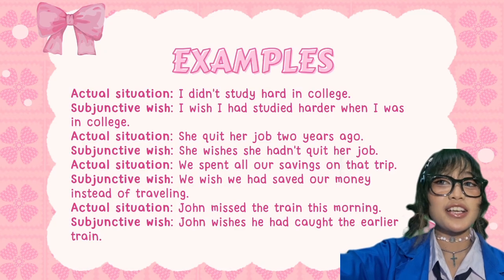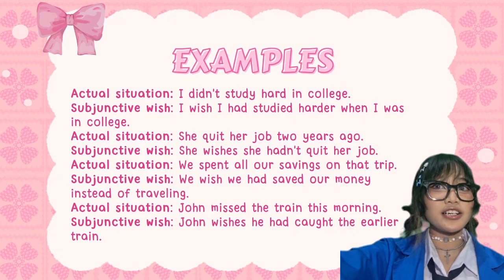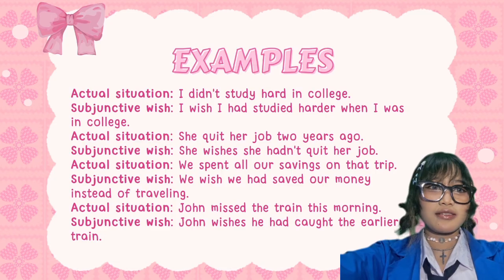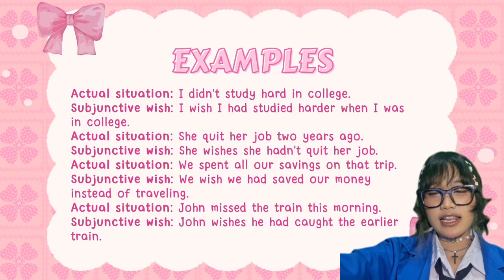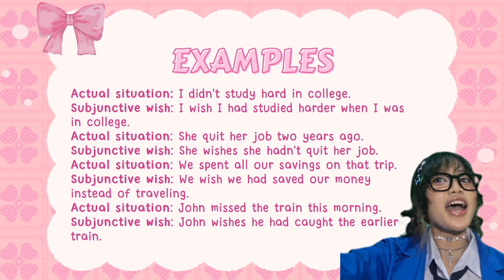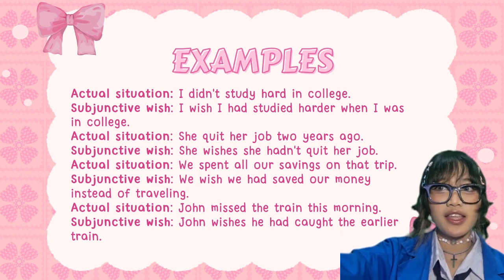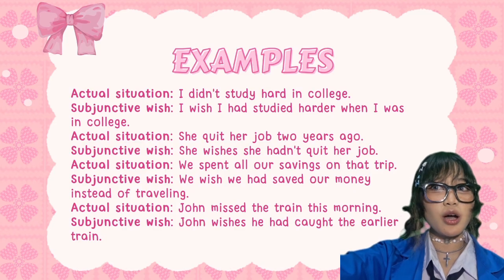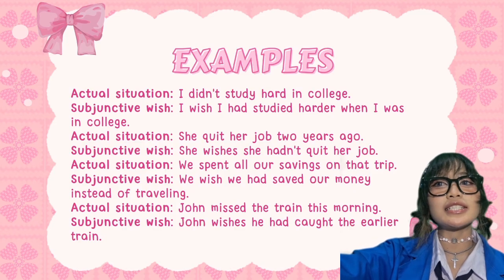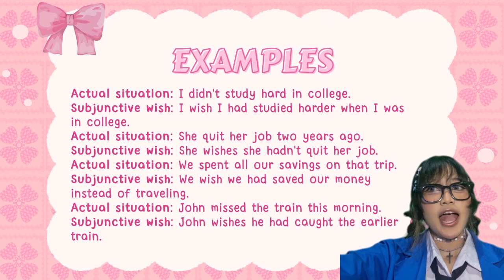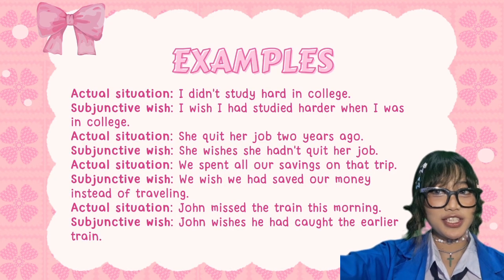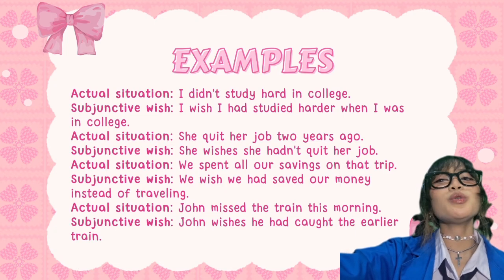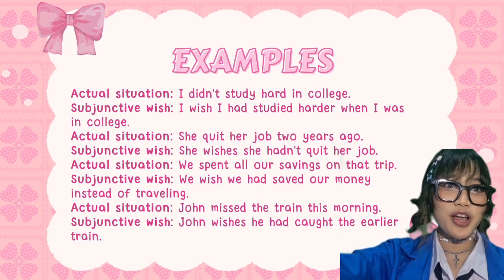Okay, the first actual situation: I didn't study hard in college. And then subjunctive wish: I wish I had studied harder when I was in college. And then second, actual situation: she quit her job 2 years ago. And the subjunctive wish: she wishes she hadn't quit her job. And third, actual situation: we spent all our savings on that trip. And the subjunctive wish: we wish we had saved our money instead of traveling.